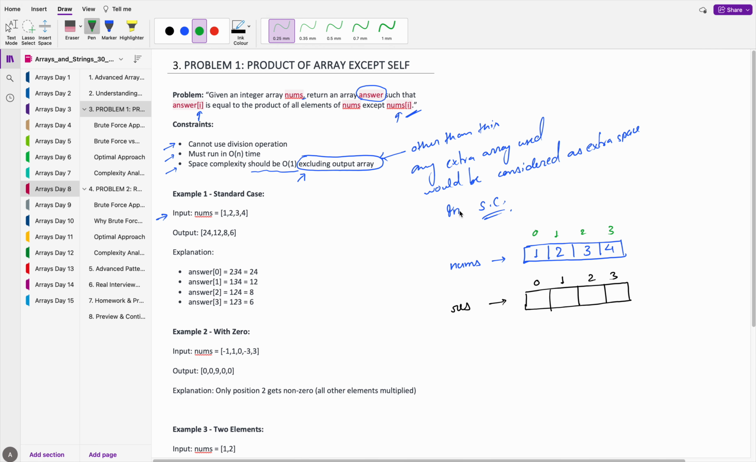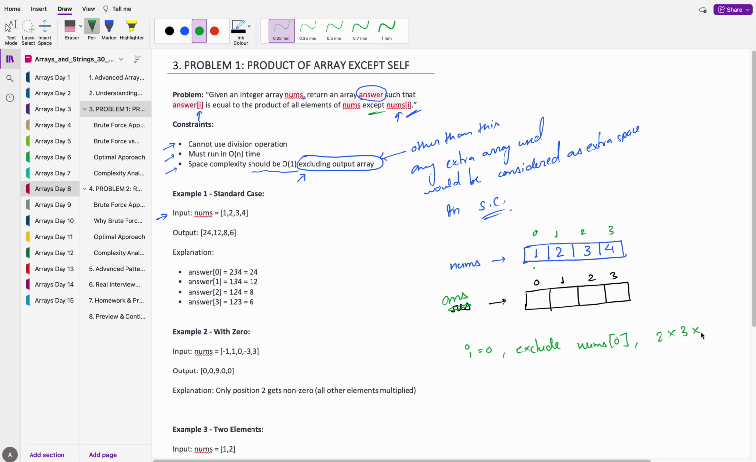So here answer[i] is equal to the product of all elements of nums except nums[i]. So answer[i], let's write it. Okay, answer[i] with i as 0, right? I means what are the items that are going to be included in the product of all elements excluding index 0? Except nums[i] is 0, so nums[0] would be excluded. Exclude nums[0]. Okay, so what will we do?